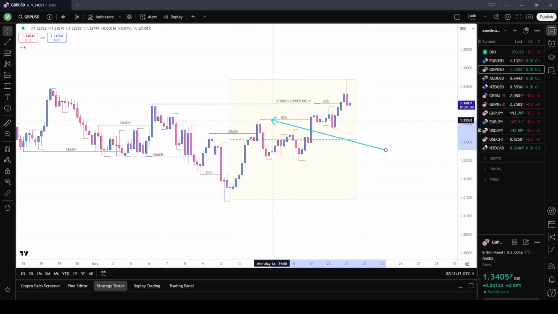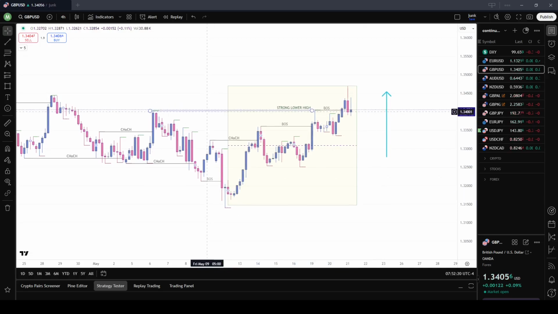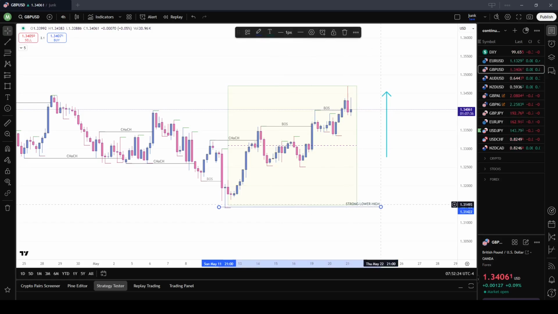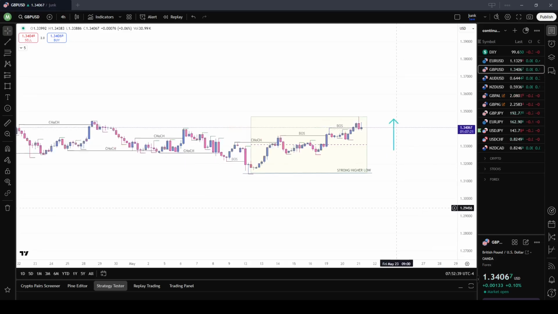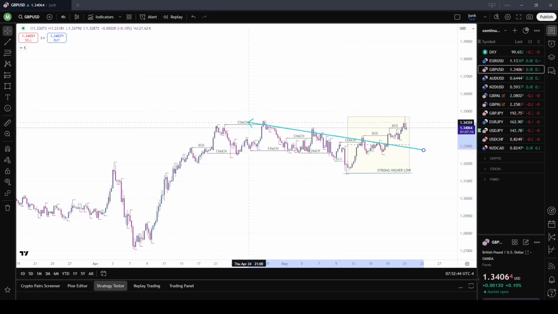This is the low that broke this high, and now it's no longer the strong lower high. This is the higher low that shouldn't be broken. If it does, then it will be considered bearish. So this is the higher low compared to, hold on, it's a strong higher low compared to the low of the overall range. So this is low, higher high, higher low.